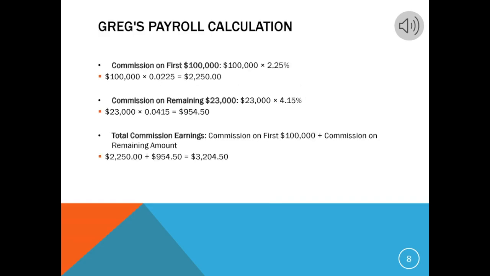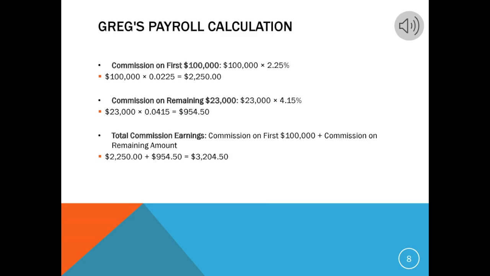For Greg's payroll calculation, we're going to be doing commission on the first $100,000, which is $100,000 times 2.25%. 100,000 times 0.0225 equals $2,250. And then the commission on the remaining $23,000 is going to be $23,000 times 4.15%, or $23,000 times 0.0415, which equals $954.50.